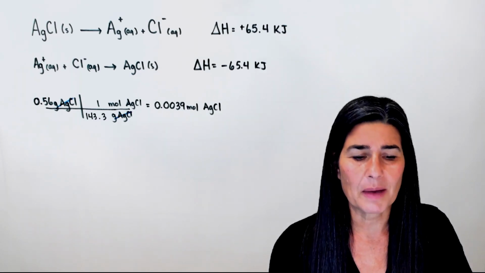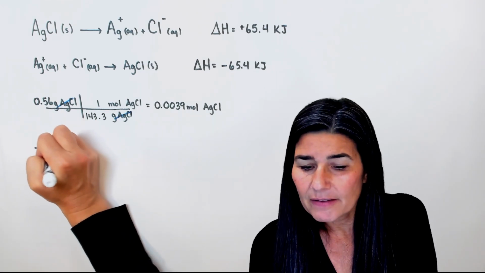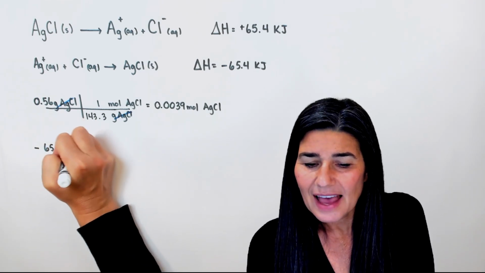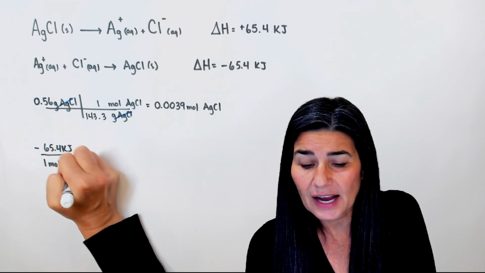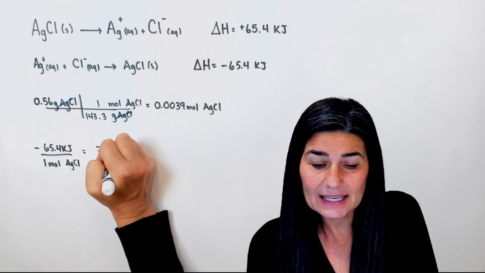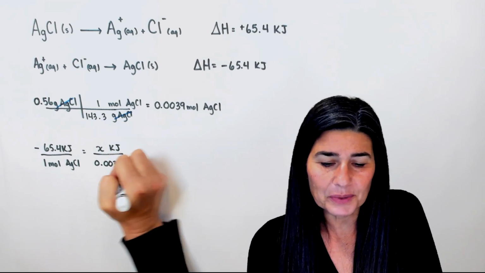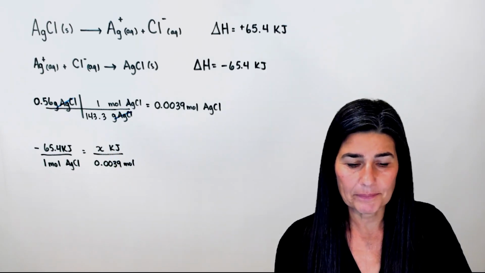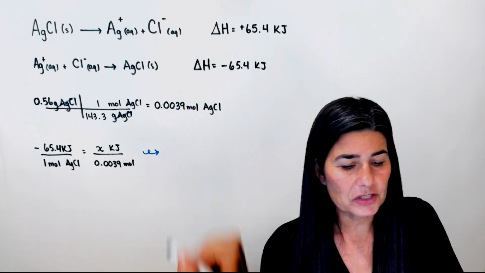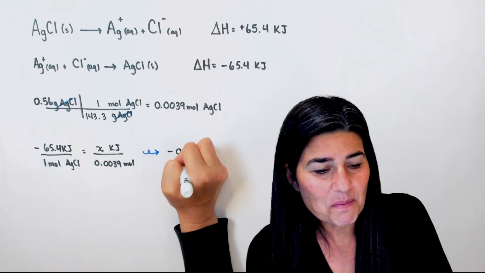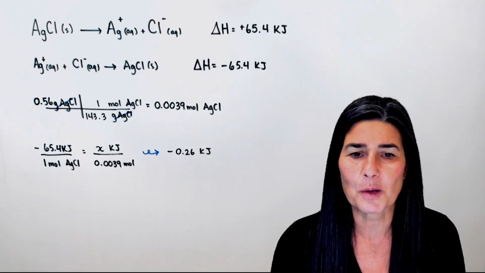I'm going to do the ratio method first. I know that negative 65.4 kilojoules is if we produce 1 full mole of silver chloride. I want to know how many kilojoules, X, for the 0.0039 moles of silver chloride. If we cross multiply here, what we get as an answer is negative 0.26 kilojoules of energy released, a very small amount.